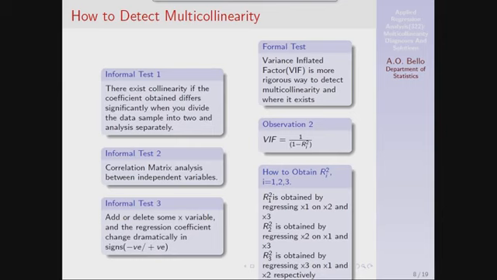You should note that none of these tests we've mentioned so far is a confirmatory test. They are just tests to suggest to us. So let's look at the third one.